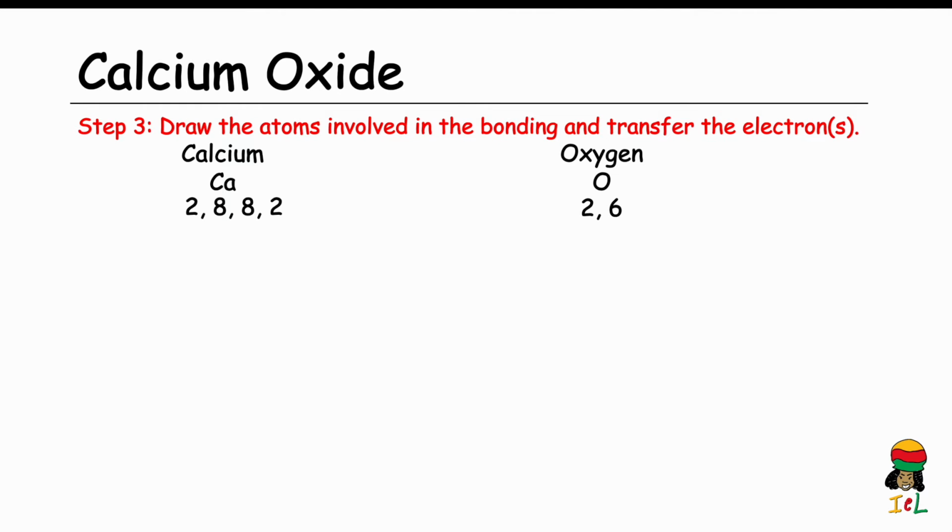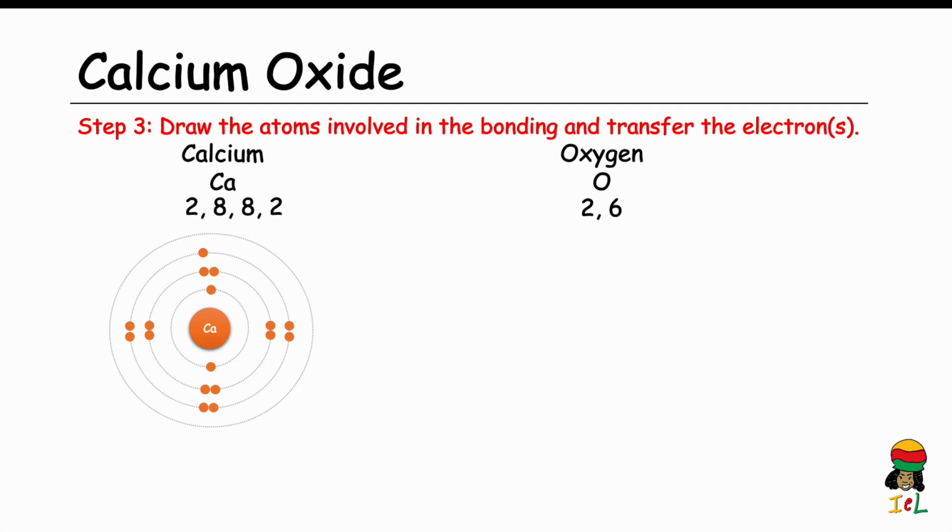Step 3, draw the atoms involved in bonding and show the electron transfer during the ionic bond formation. We'll start with the calcium atom. We draw its central nucleus surrounded by 4 shells. Dots are used to represent the electrons on the calcium atom. So there are 2 electrons on the first shell, 8 electrons on the second and third shells, and 2 electrons on the fourth shell. Therefore, calcium will donate its 2 valence electrons to oxygen.